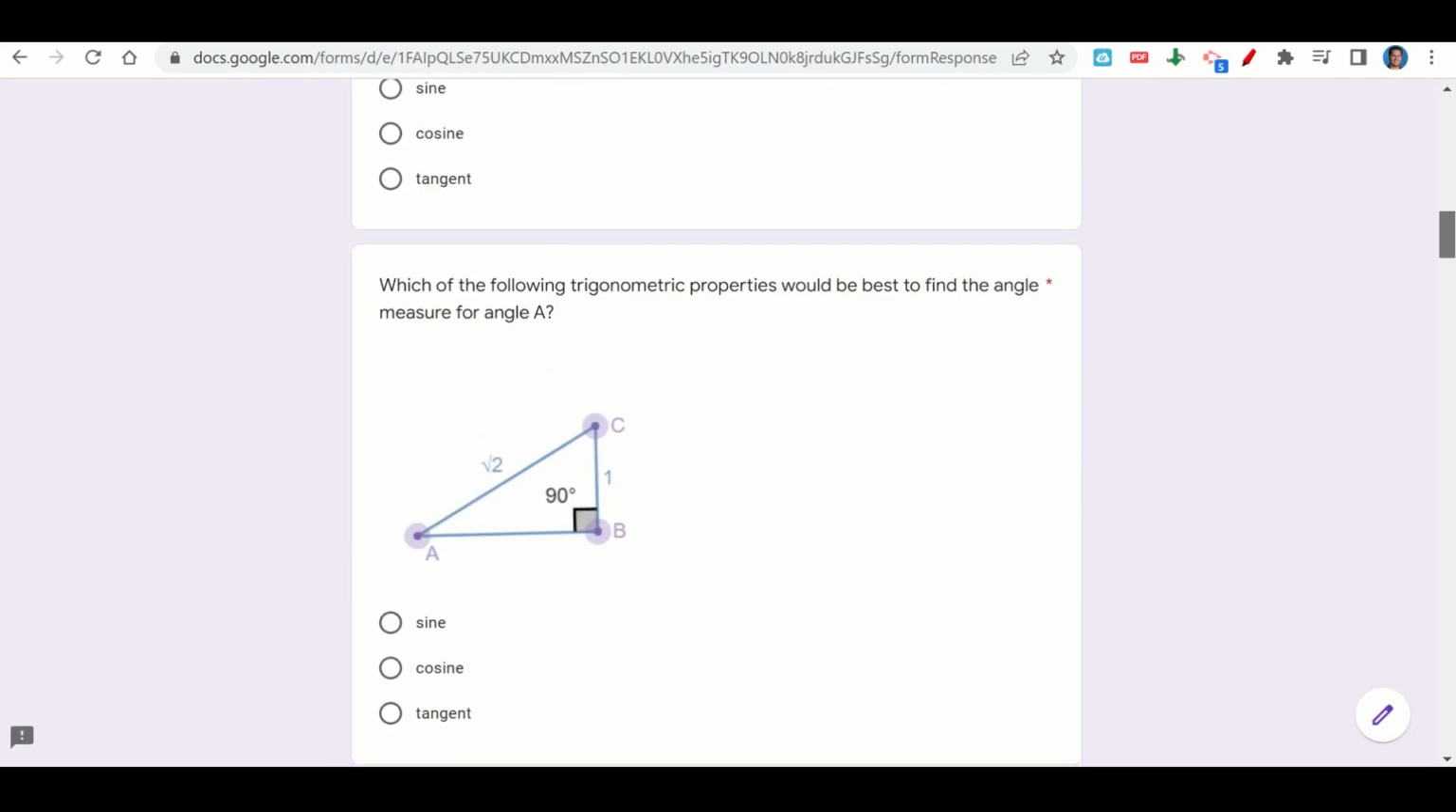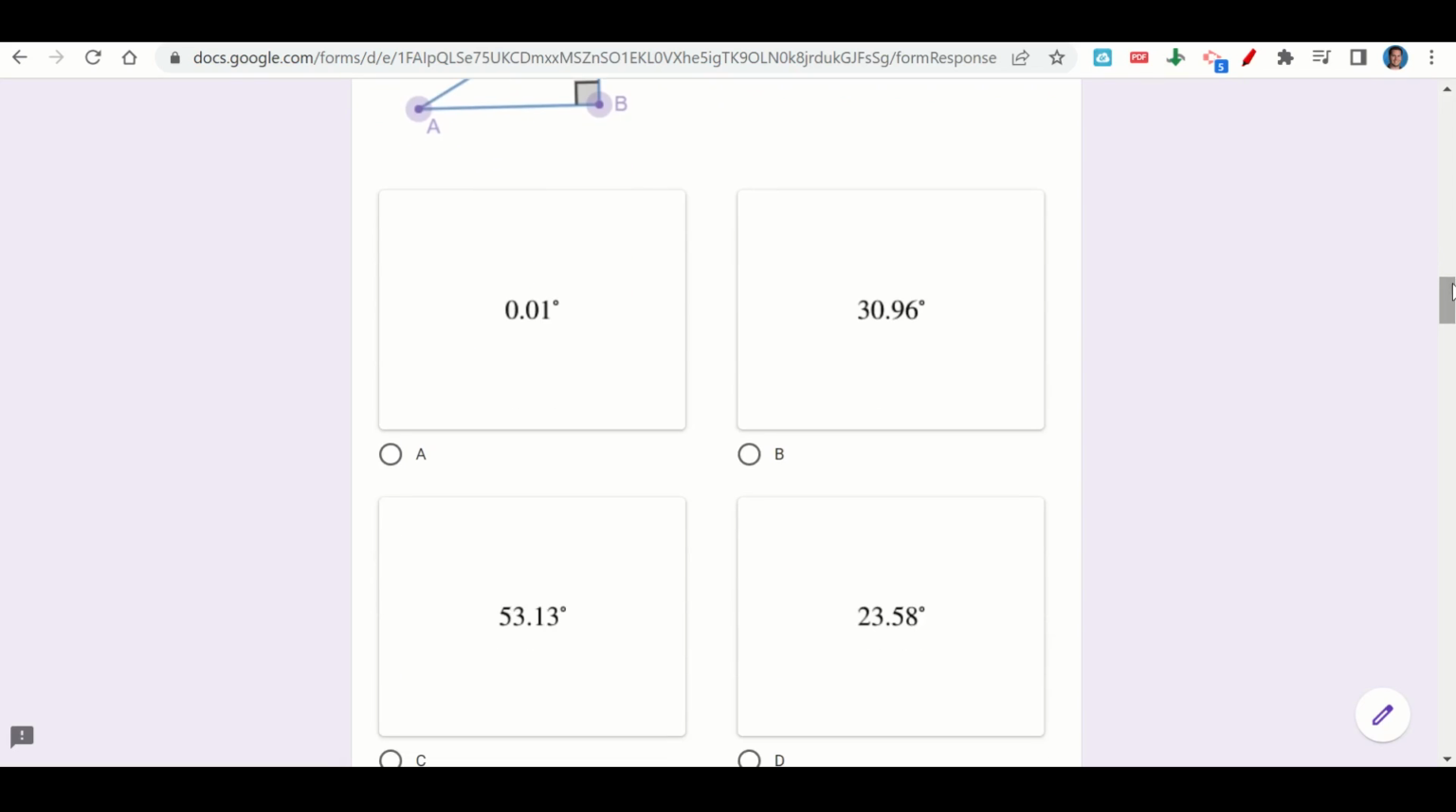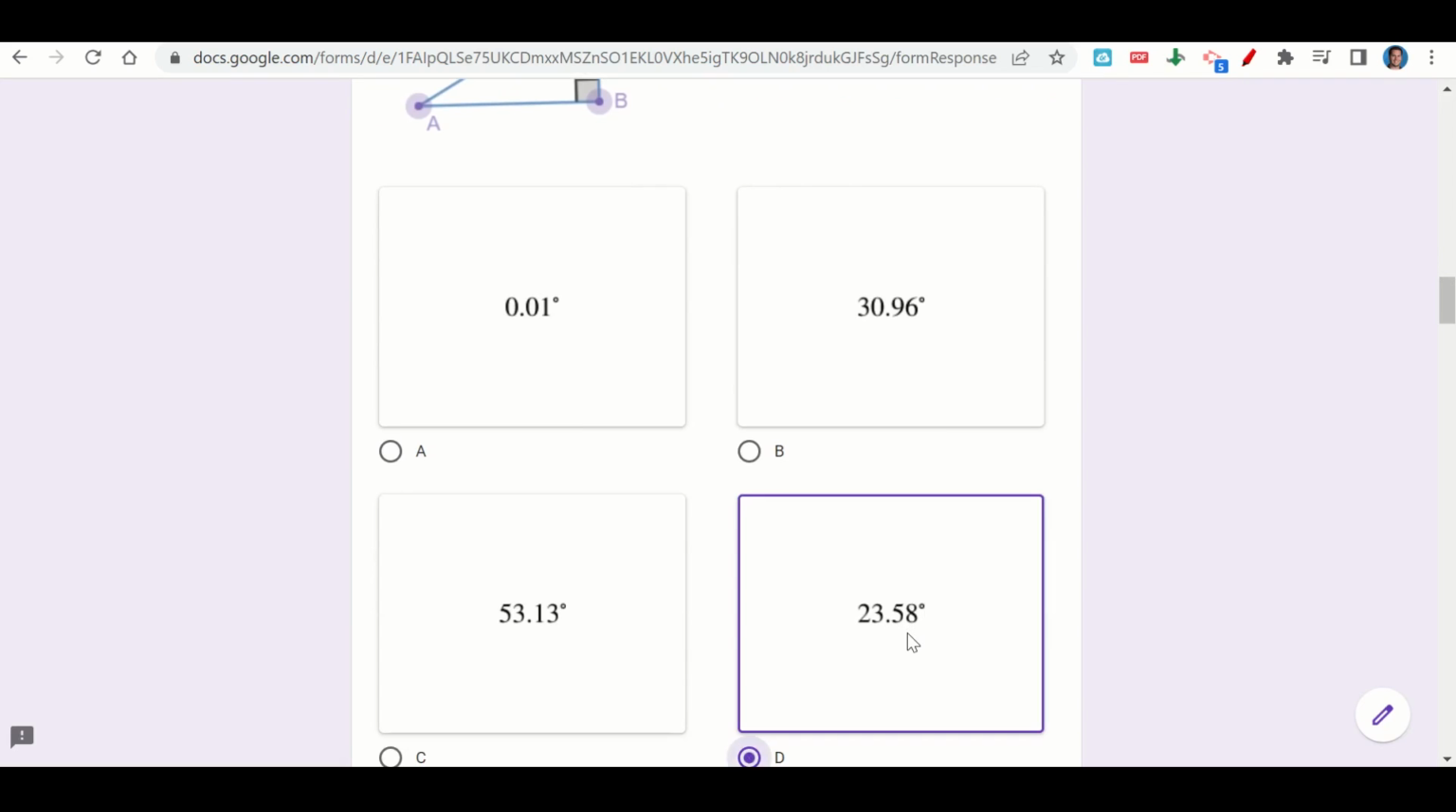We'll answer a couple of those. It says, what is the angle measure for angle A in the figure below? So we know that this is 2 and this is 5. So we have the opposite side and the hypotenuse, so we need sine. So sine of theta is equal to 2 over 5. And when we flip that around, we end up with inverse sine of 2 over 5 is equal to theta. And when we put that into our calculator, we should see that the answer is 23.58 degrees. So we'll go ahead and mark that as our answer.